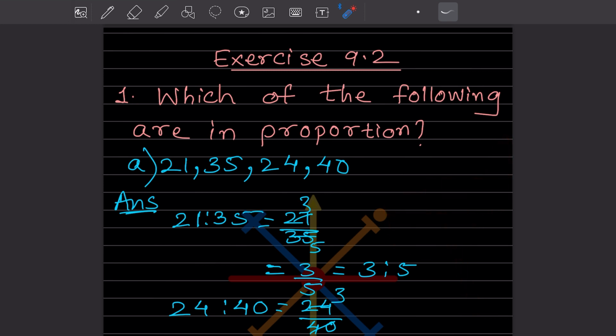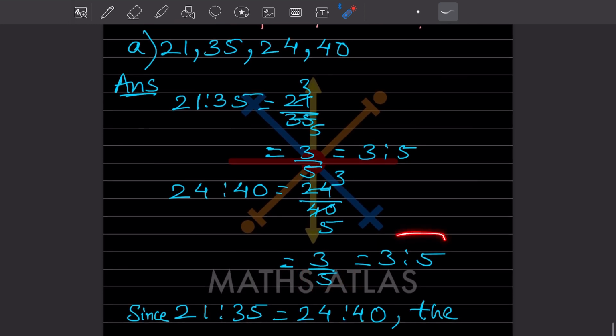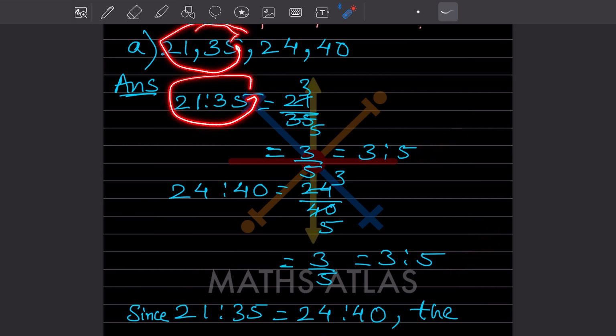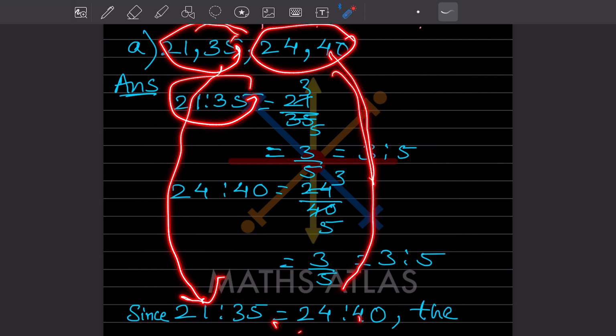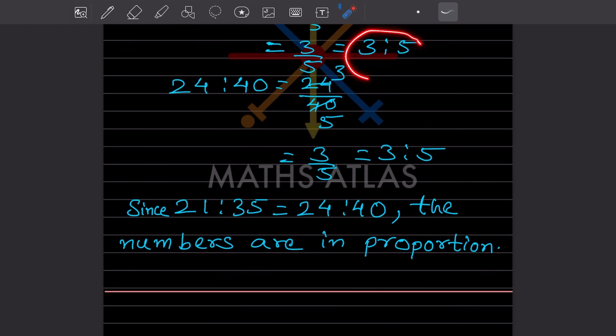So here what we get is 3 divided by 5, which is also 3 is to 5. So what you can see here, this also is 3 is to 5, and this also is 3 is to 5. So we'll write this one as 21 is to 35 is equal to, when we take these two numbers, 24 is to 40. So we can say the numbers are in proportion because both are the same. Hope you got this one.